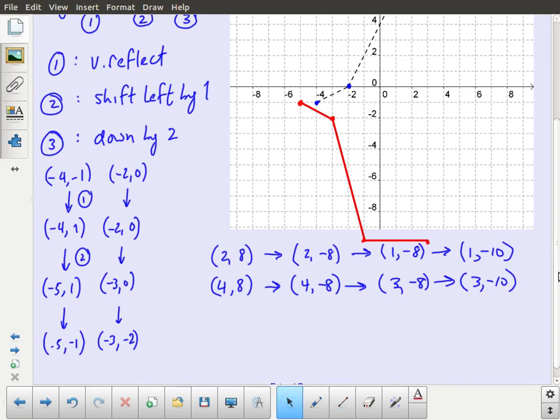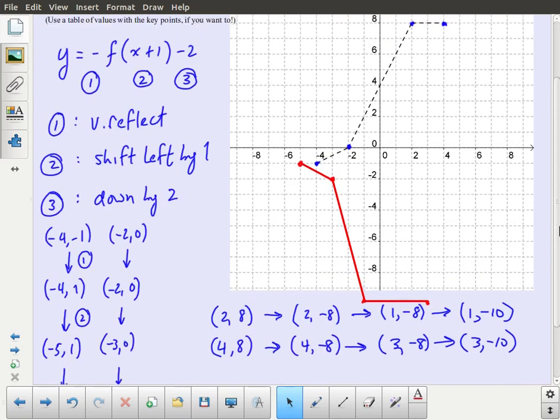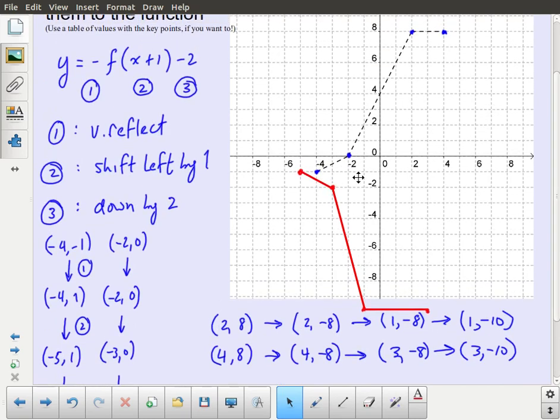And now let's take a look at the original function compared to the transformed function. They still have the same shape, but you can see the reflection, you can see the shift to the left, you can see the shift down. And it's important that all of those transformations occur in the correct order.